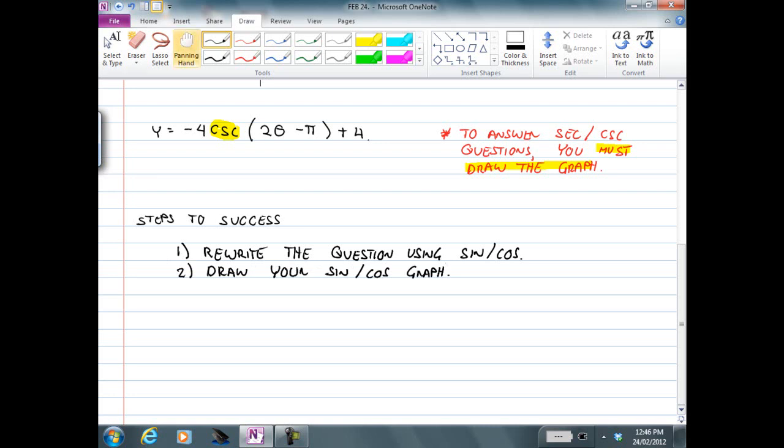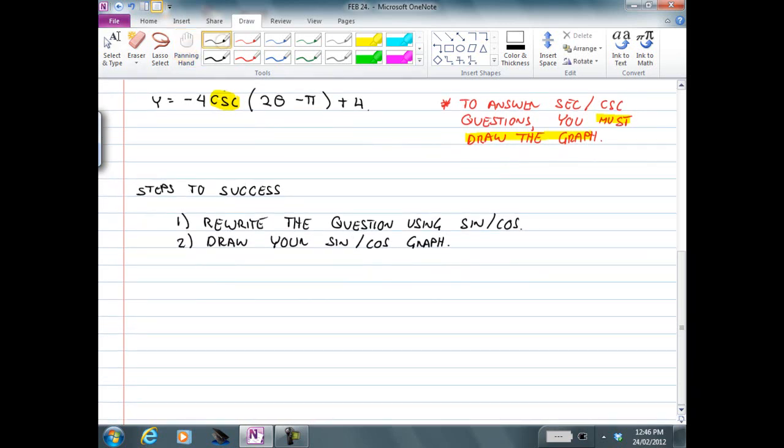Step 3 is a bit of a new one. Find your asymptote.